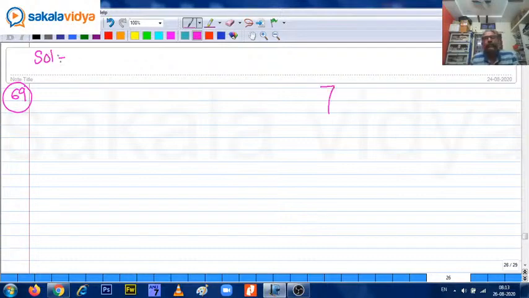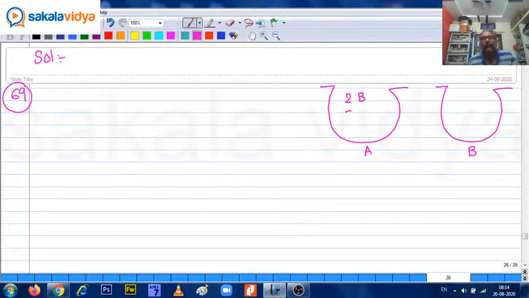See, here we have the two boxes, A box and B box. Box A contains 2 black, 3 red, total there are 5. Whereas the second box contains 3 black and 4 red balls, total 7 there are.